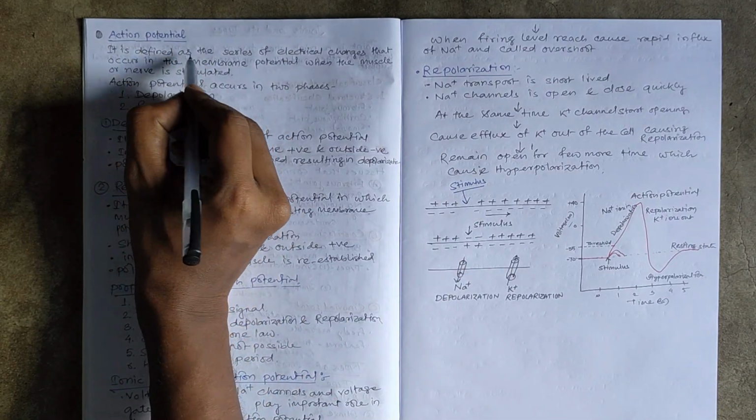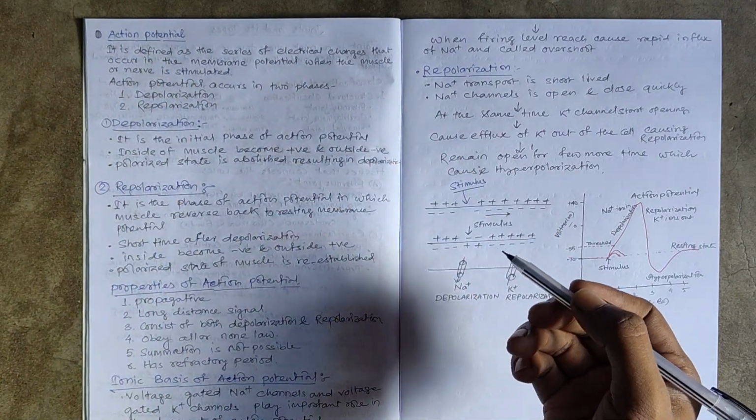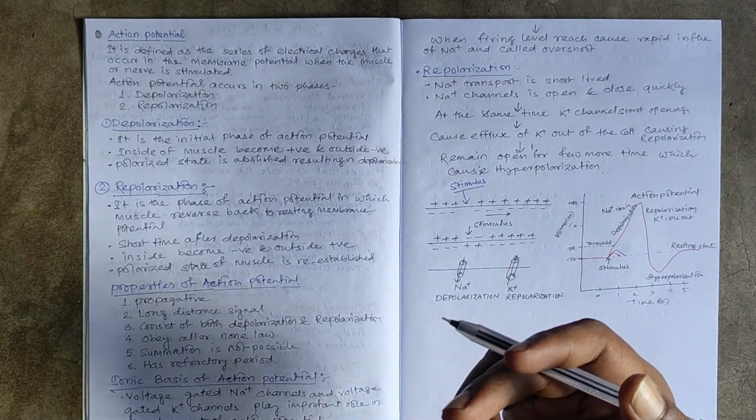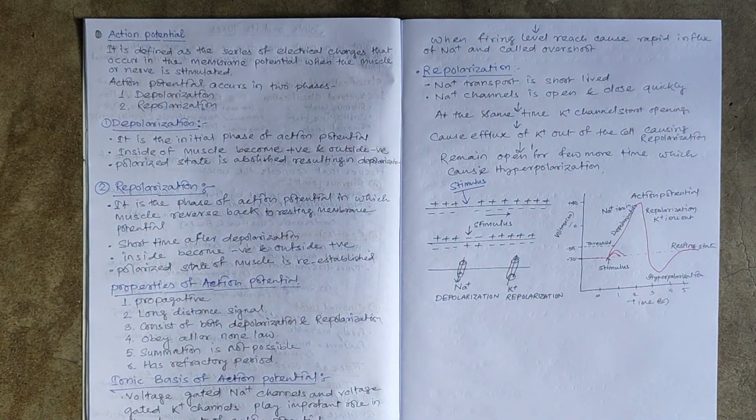Action potential is defined as the series of electrical changes that occur in the membrane potential when the muscle or nerve is stimulated. So obviously it is a neuromuscular phenomenon. When stimulation occurs, the action potential occurs to carry that information, to pass that information to the next nerve fiber or muscle.